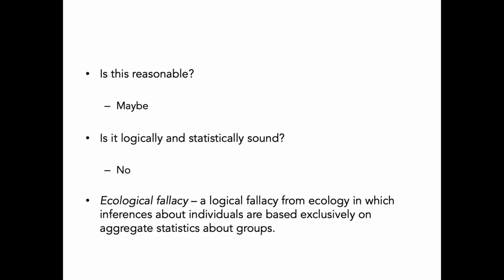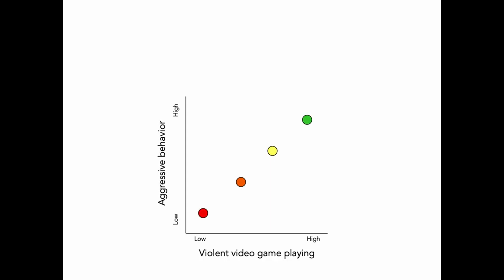So I want to show you one example of how this might show up in the data. We have aggressive behavior on the y-axis and violent video game playing on the x-axis. Did I say that backwards? Aggressive behavior on the y-axis. And let's say we have these four groups and we see an overall effect, right? We say, oh wow, look, the more violent video game playing, the more aggressive behavior. And that might be because if we looked at individuals at different levels, we're always seeing the same trend line.